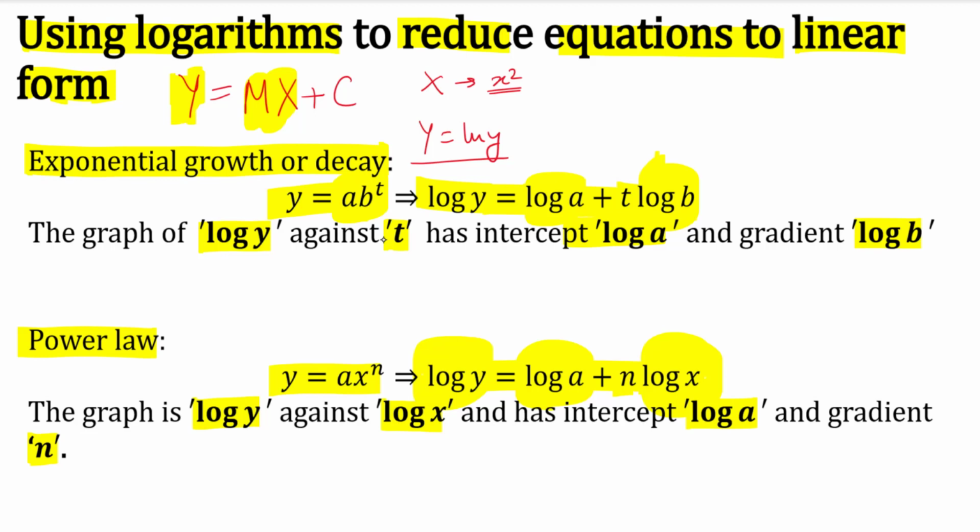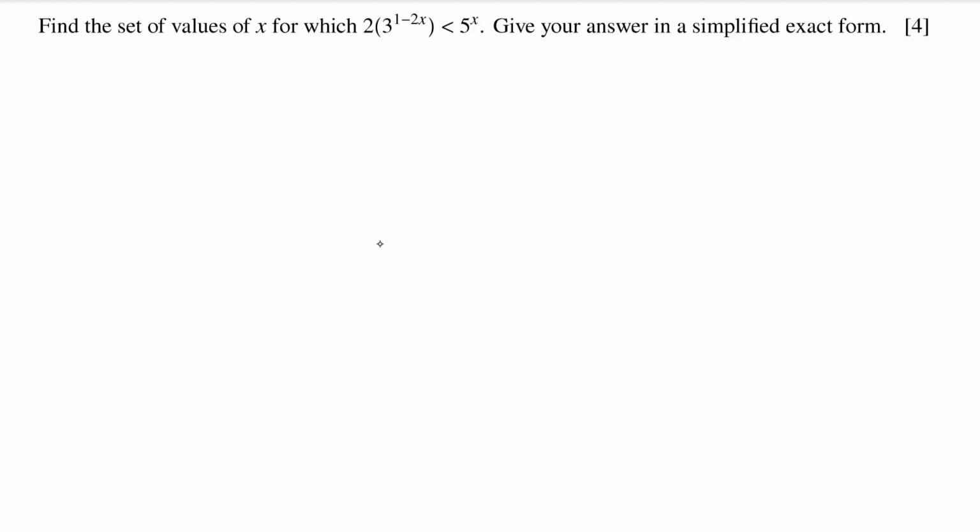Now we are going to discuss some questions related to this topic. So here's the first question. Find the set of values of x for which 2 times 3 to the power 1 minus 2x is less than 5 to the power x. Give your answer in simplified exact form. Exact form means we are not going to find the value from the calculator. If it is log, let it be log. If we can simplify the logarithm forms using the properties in our syllabus, that's also fine. Otherwise we can leave our answer in that form itself.